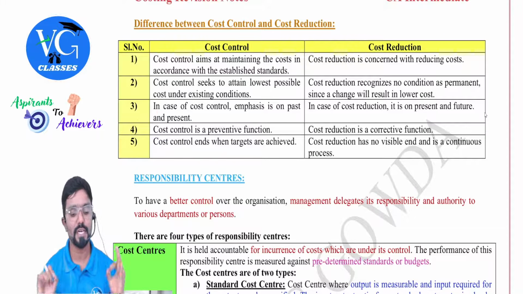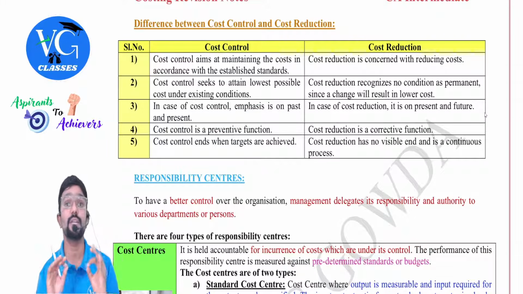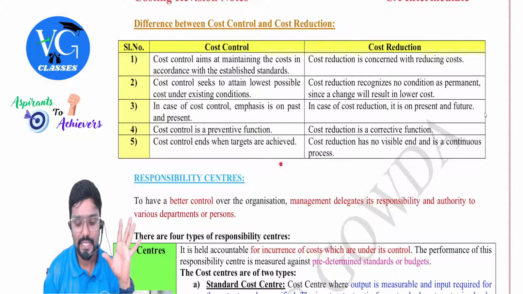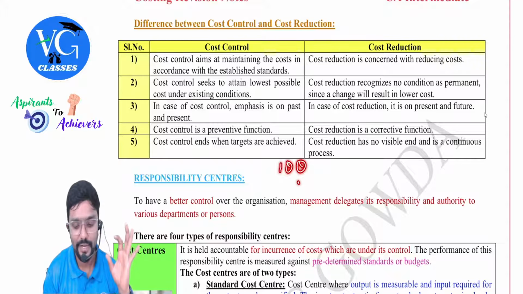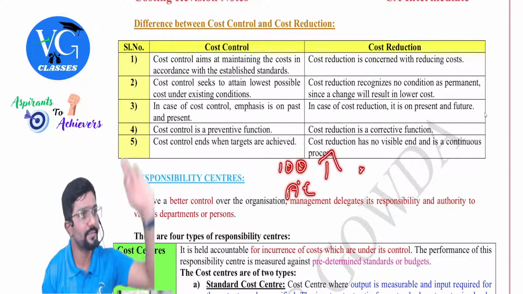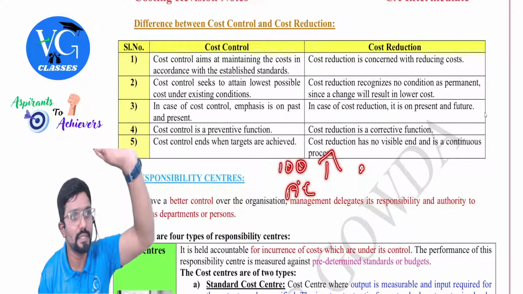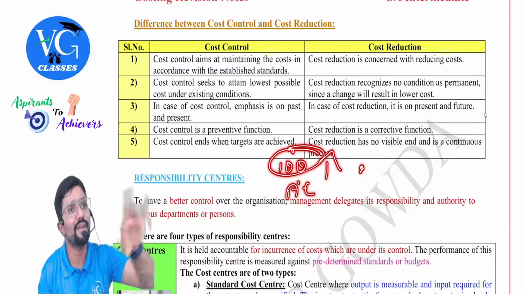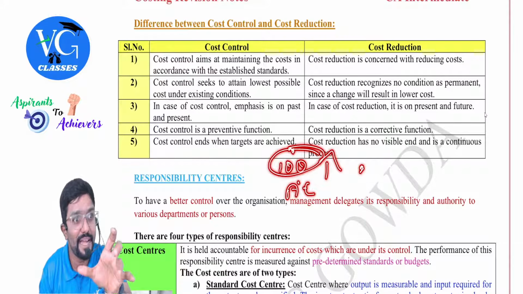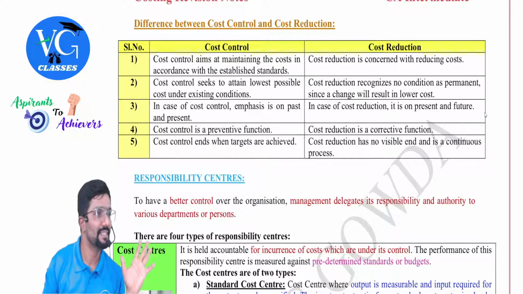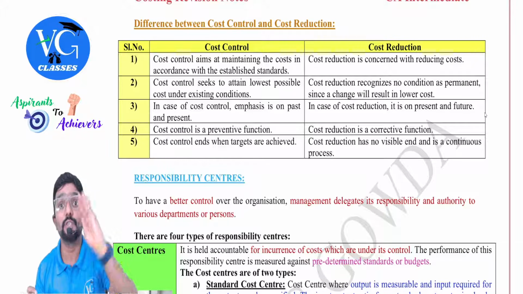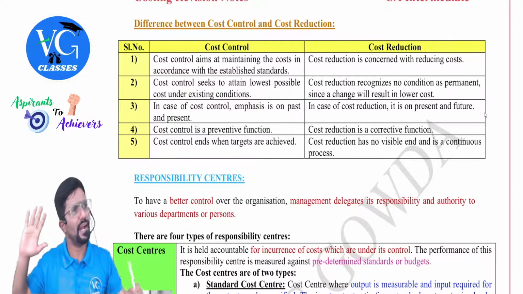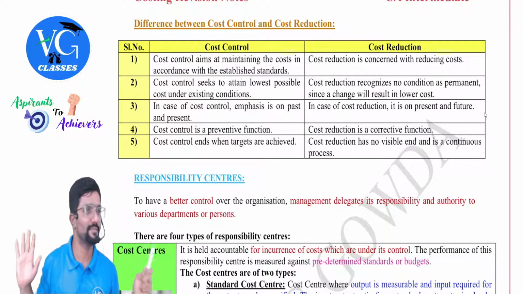Then the fourth one. Cost control is a preventive function. It means, guys, I already know that my standard cost is 100. I should prevent my actual cost from going above it. Are you understanding? Observe the words. Guys, I have fixed my standard cost as 100. Now what should I do? What is in my control? Actual cost. I should prevent my actual cost from going above 100. I should ensure that it is 100 or less than 100. 100 good. Less than 100 very good.